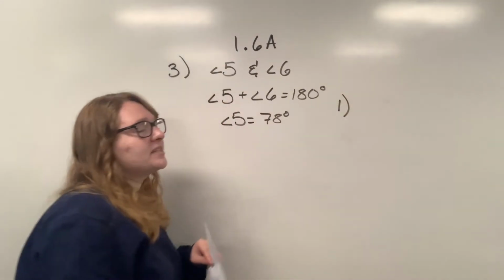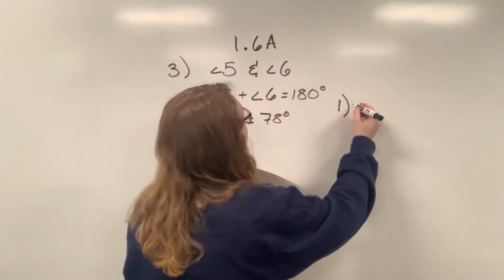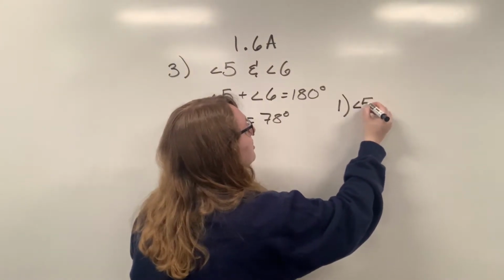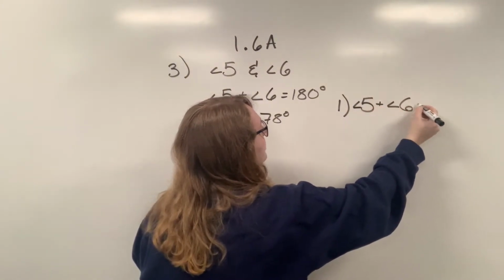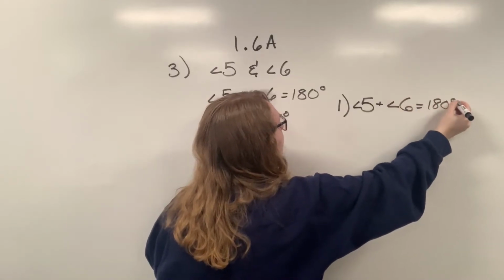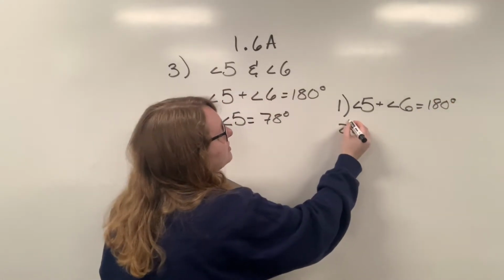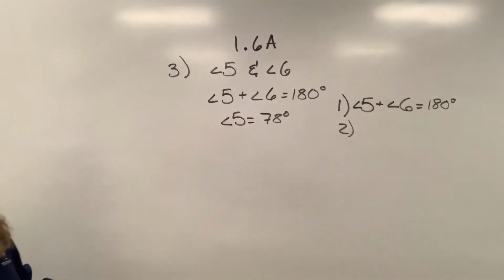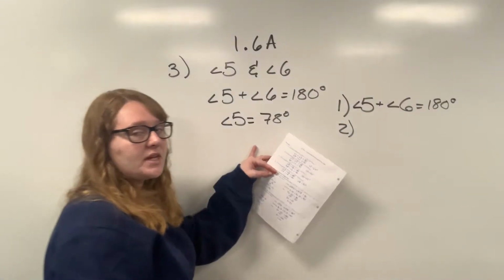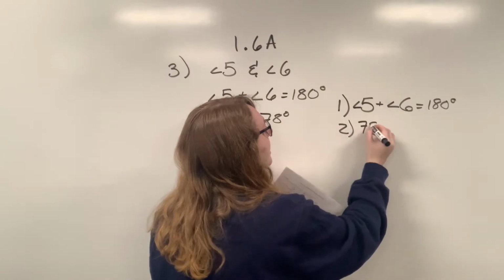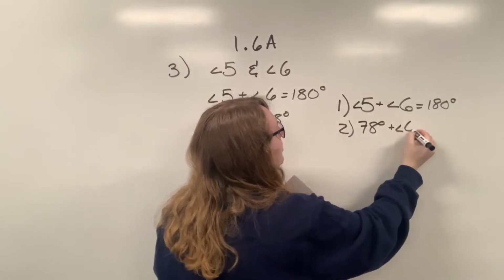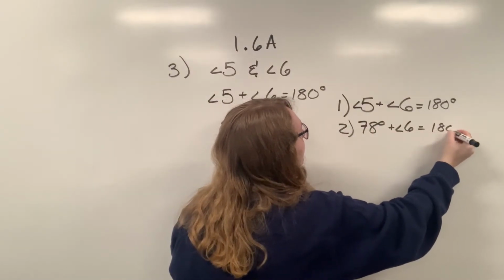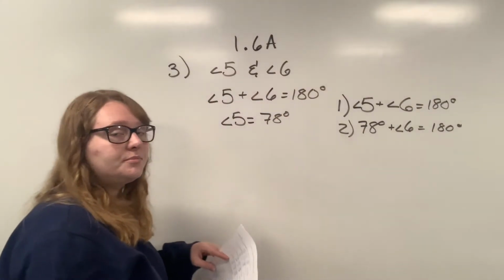So step 1, we have to set up. We know that if we add these two together, we get 180 degrees. So we have angle 5 plus angle 6 is equal to 180 degrees. Step 2, we're going to substitute. What do we know? We know that angle 5 is 78 degrees. So we're going to write 78 degrees plus whatever angle 6 is equal to 180 because they are supplements.